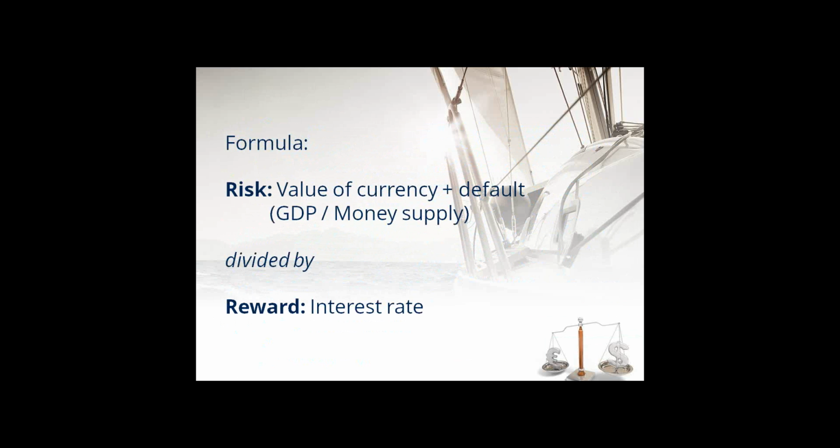Let's make a real example. For instance, the euro. The euro GDP is going down, right? Or at least staying the same. We're not seeing much of a growth in the eurozone, right? So GDP, not good. But the money supply with the quantitative easing is going up. So the value of the euro is decreasing.